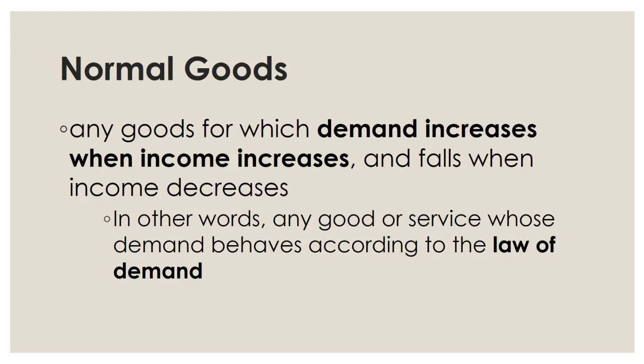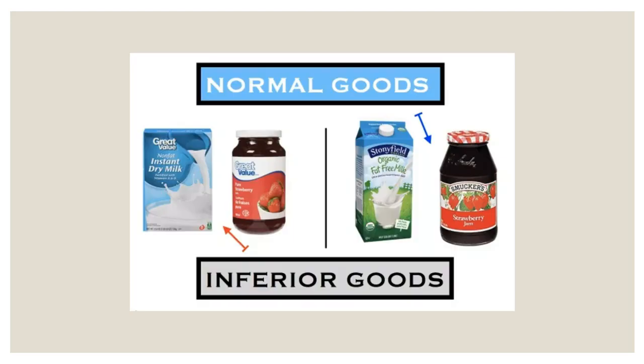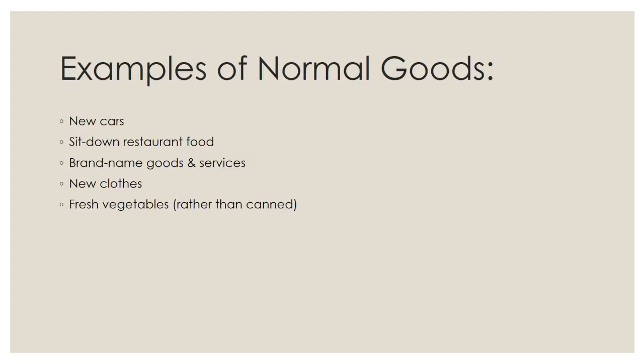Some examples: any good or service whose demand behaves according to the law of demand. That's a normal good. So some examples of normal goods compared to inferior goods, which we'll get into later. Name brand items, new cars, sit-down restaurant food, brand name goods and services, new clothes, fresh vegetables. These are all examples of normal goods. Get that written in your cheat sheet somewhere in the margin. Again, sorry I didn't provide a box for you.